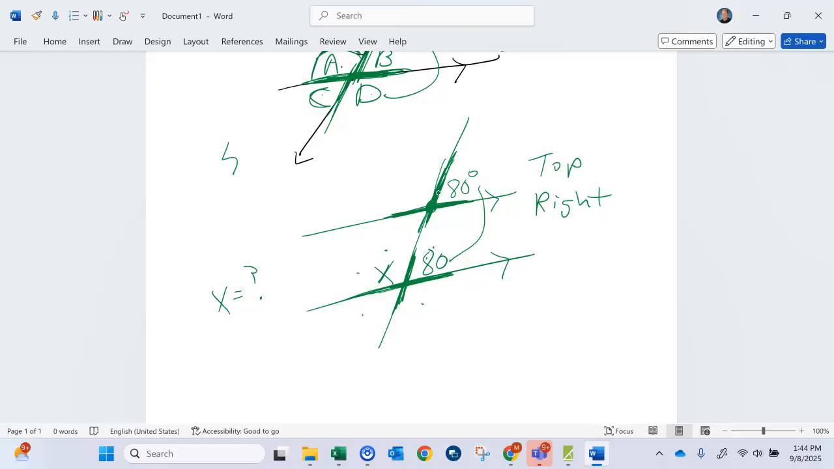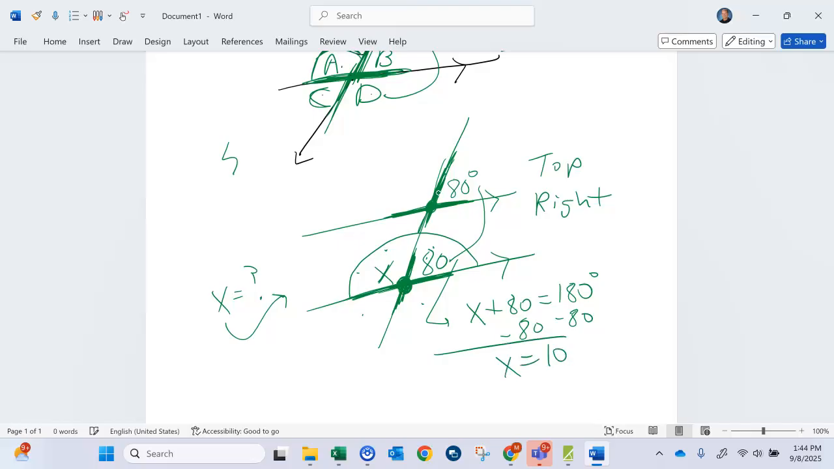But we want x, right? We want x. What is x? Well, now that they're around the same point, then we know that these two angles together, x plus 80, equals 180 degrees, right? So that means minus 80, okay? x equals 100, okay?